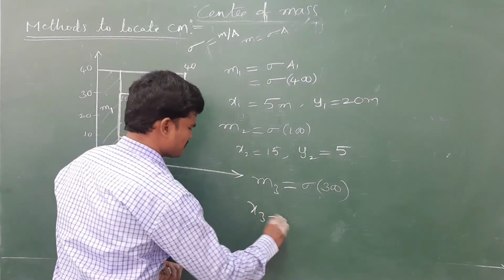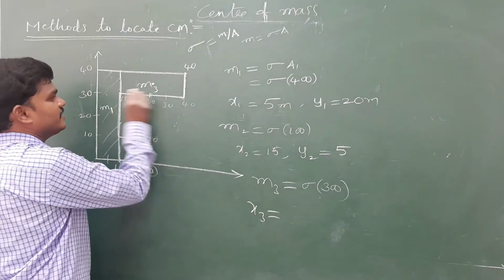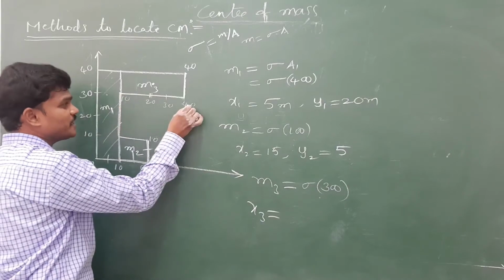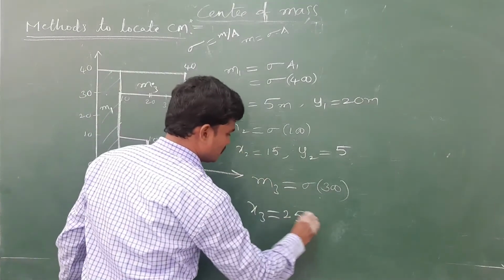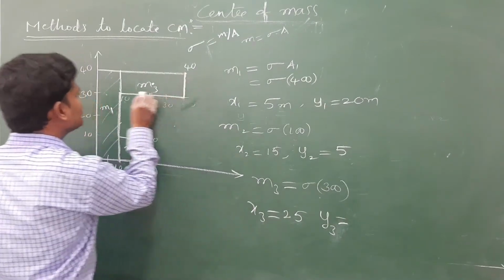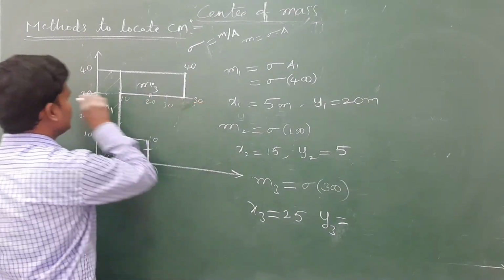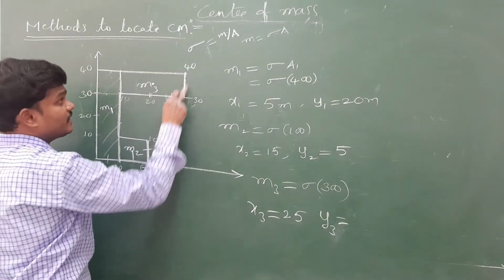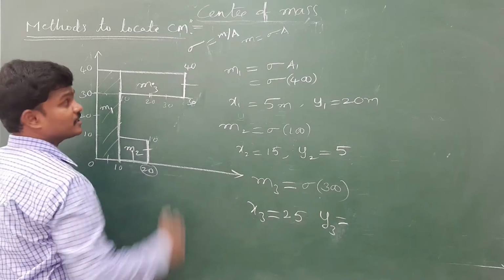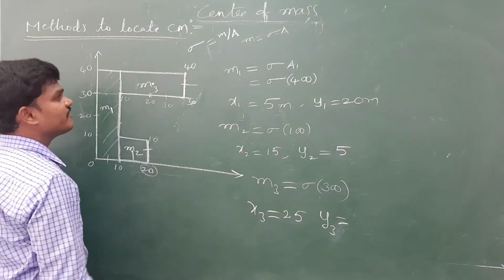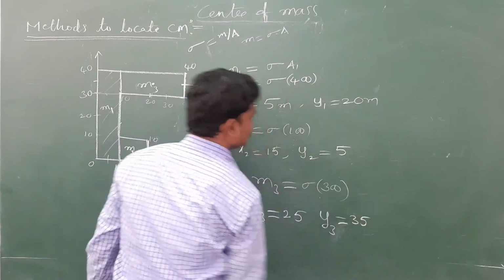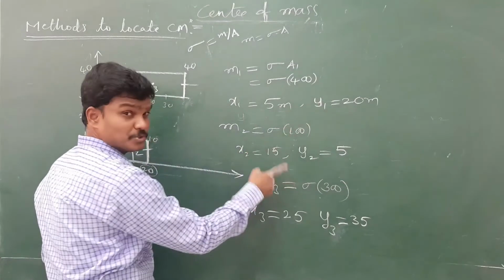X3: starting is 10, ending is 40. 10 plus 40 by 2, 50 by 2. Y3: this is 30 in this direction, in this height, 30 and 40. The middle value, 30 plus 40 by 2, 70 by 2, 35. So M1, X1, Y1, M2, X2, Y2, M3, X3, Y3.